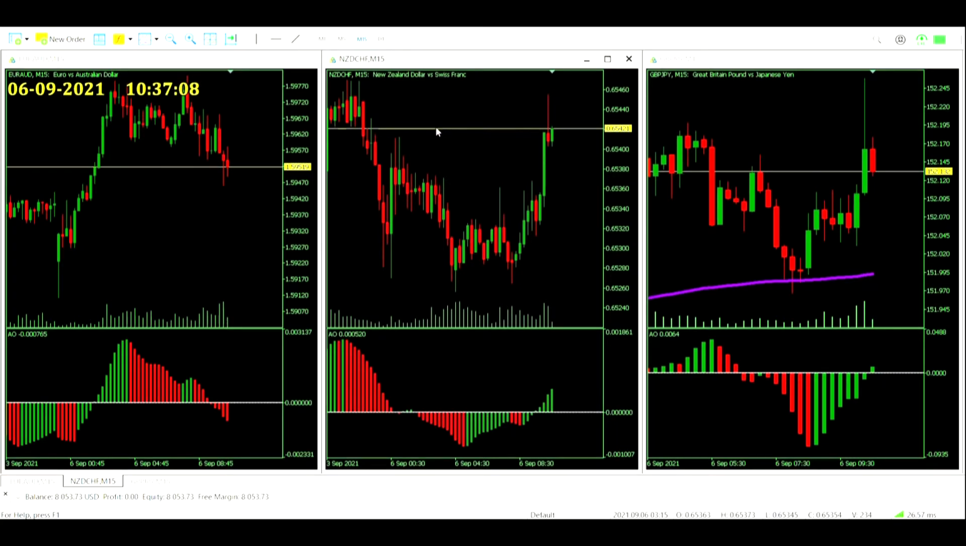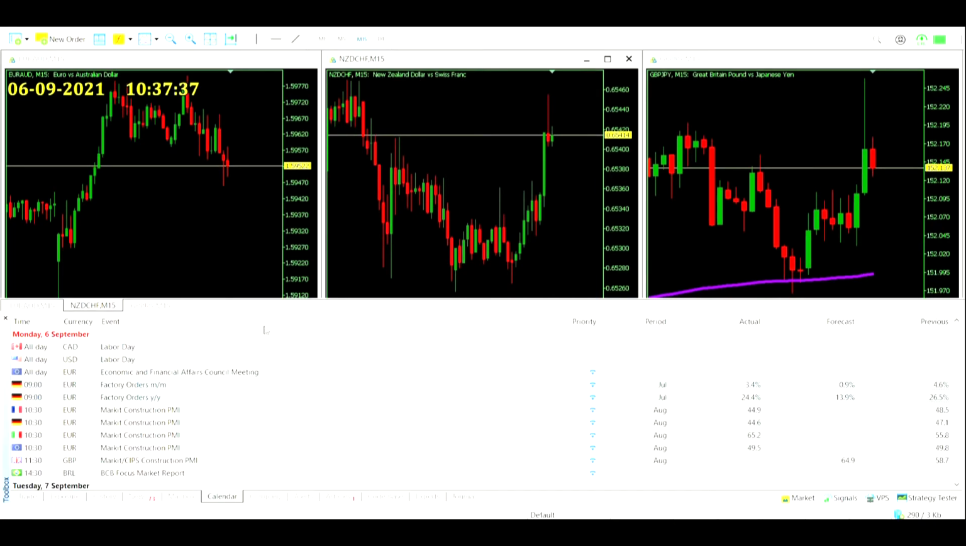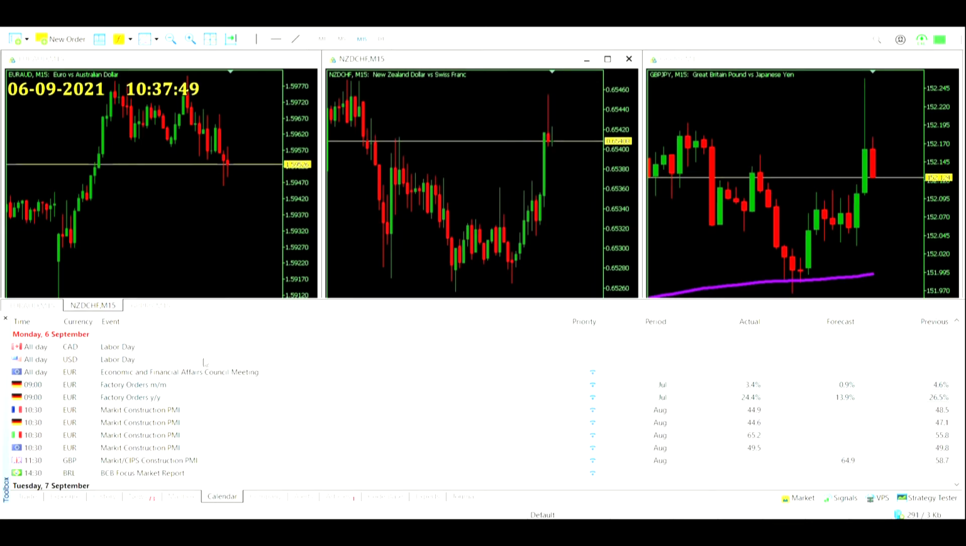So we've still got a bit of time before that candle does close, which means we can use that to check out our economic calendar for the day. Not a huge amount going on today. North America having a holiday day, so happy Labor Day to all the Canadians and United Statesians. We've had no data overnight during the Asia session for these Pacific pairs.